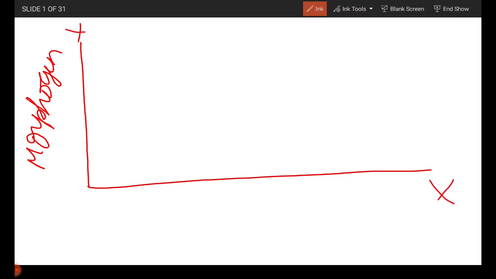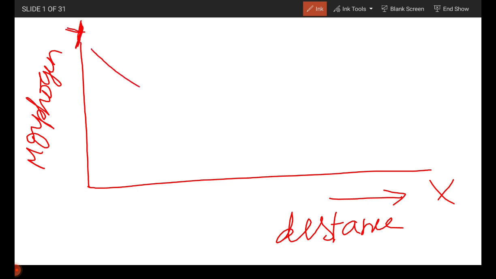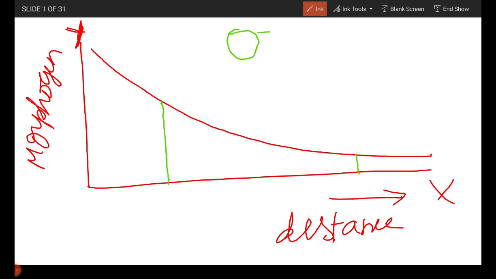On the x-axis we have distance, and on the y-axis we have morphogen. So consider a graph like this. Threshold 1, threshold 2. Consider this as a cell, the sender, an inducer cell that gives out morphogen. This is a receiver cell.